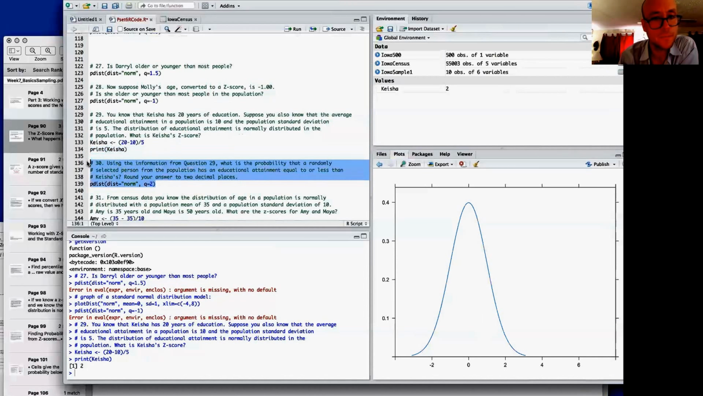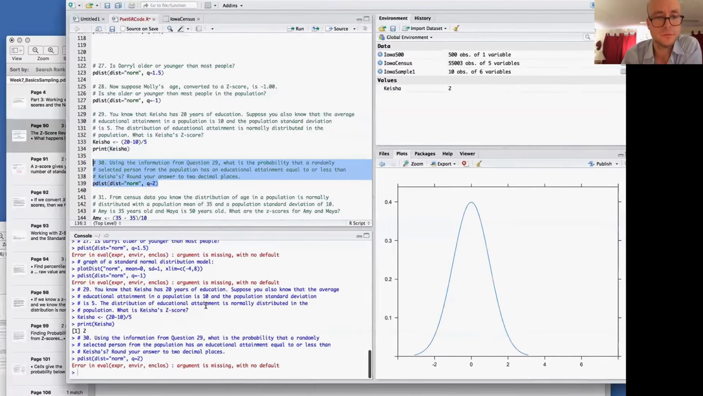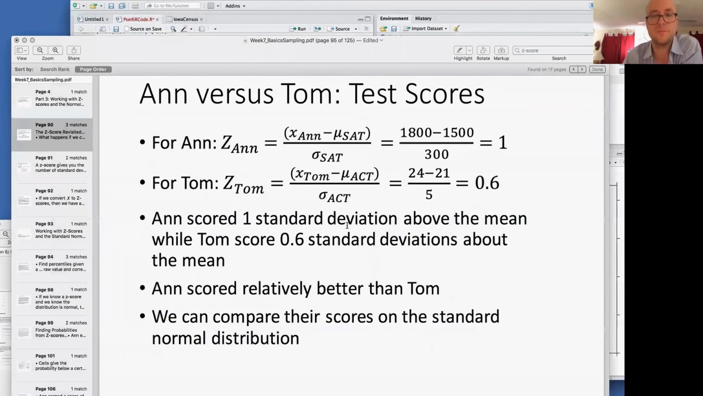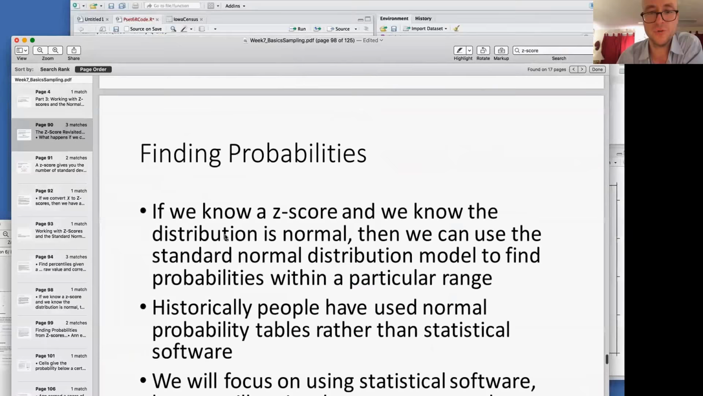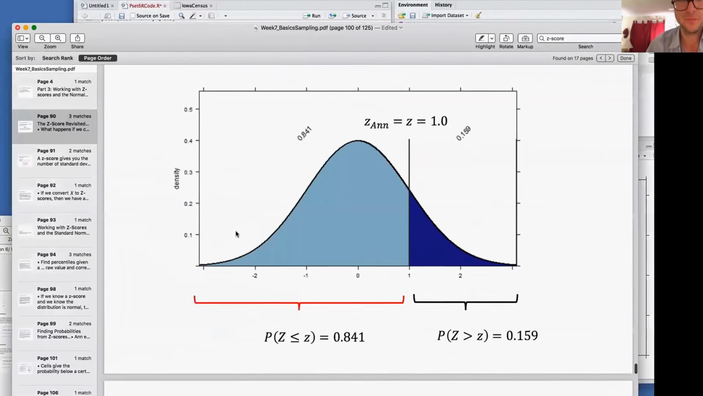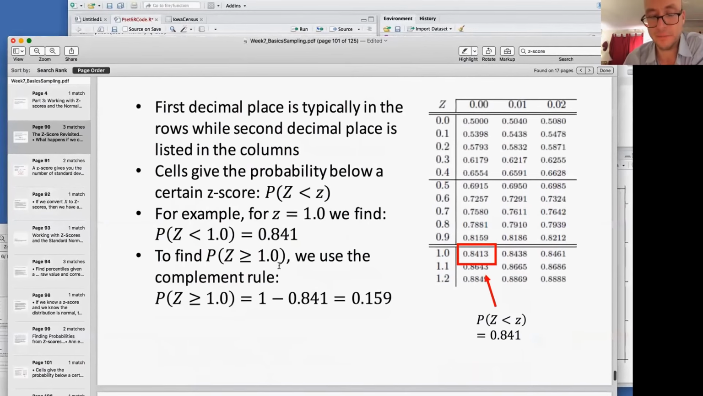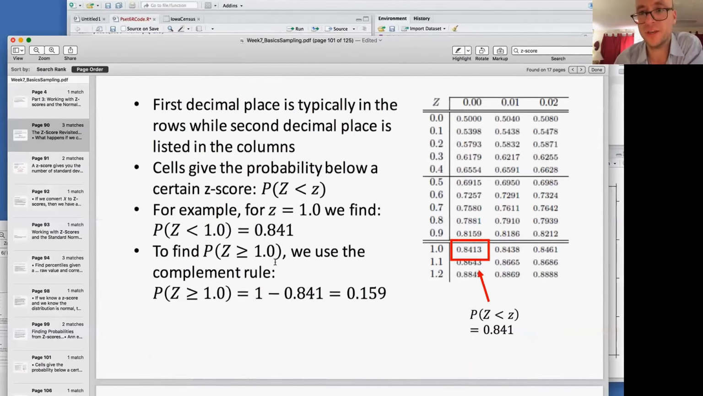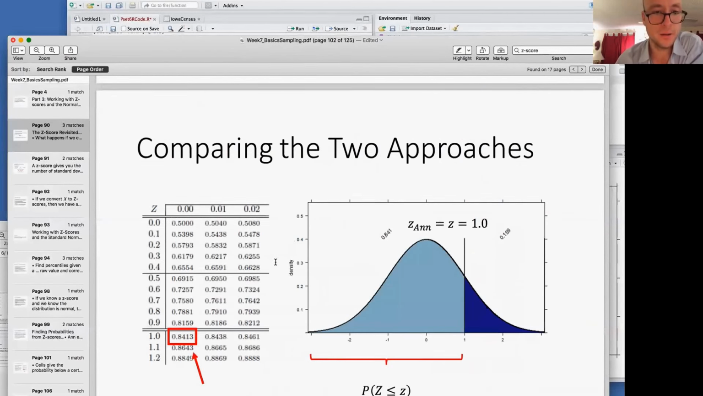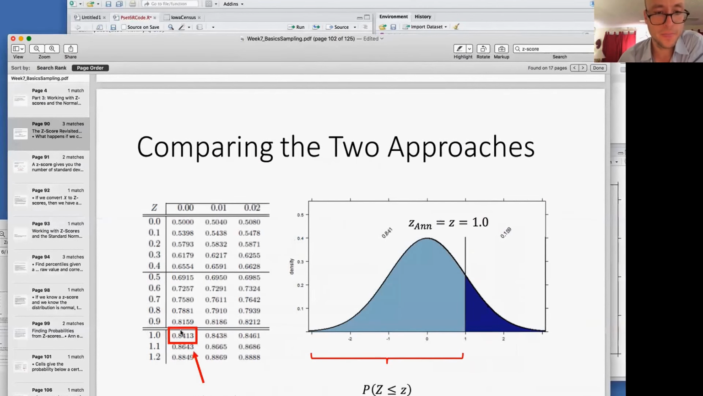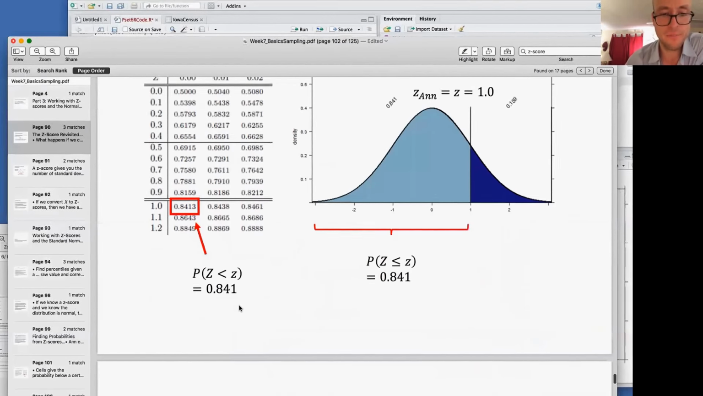If you do this here, you should be able to run this code here. Okay, so the problem here is we're not able to show that. So you can find the probabilities using a probability table. This is where you would actually use the code here. So a z-score here gives us that probability.